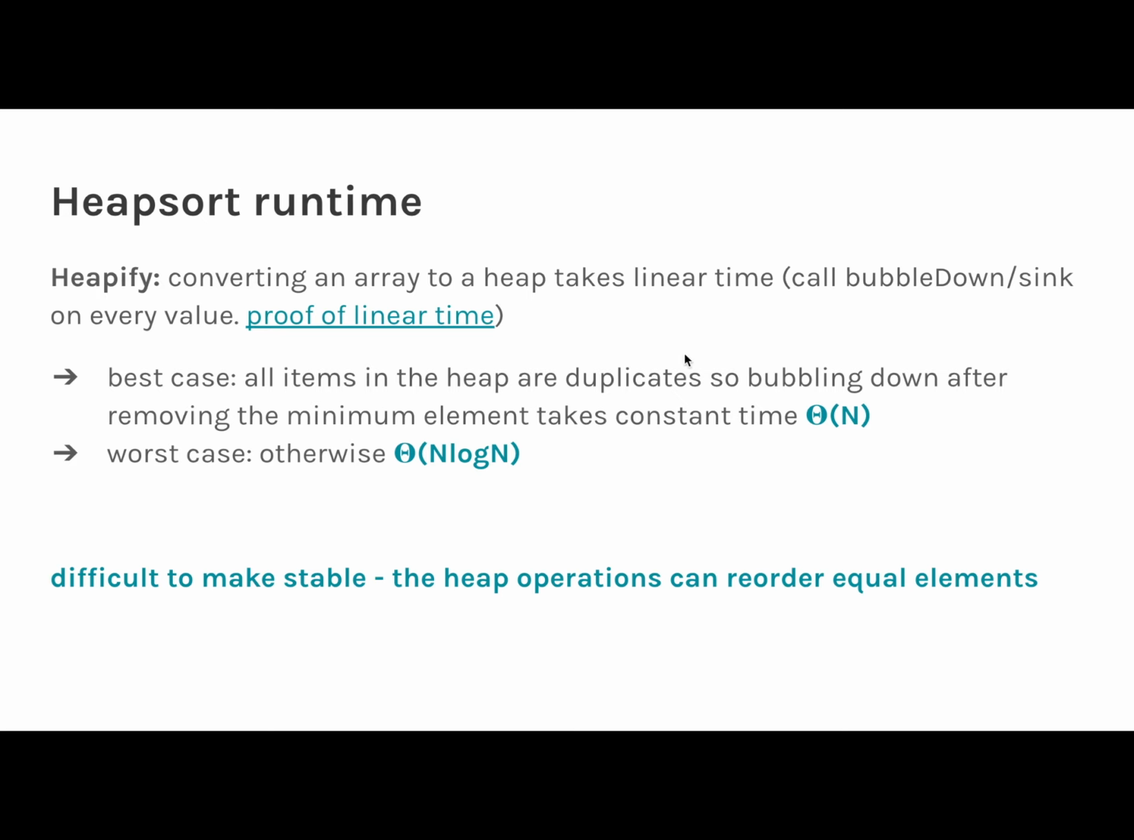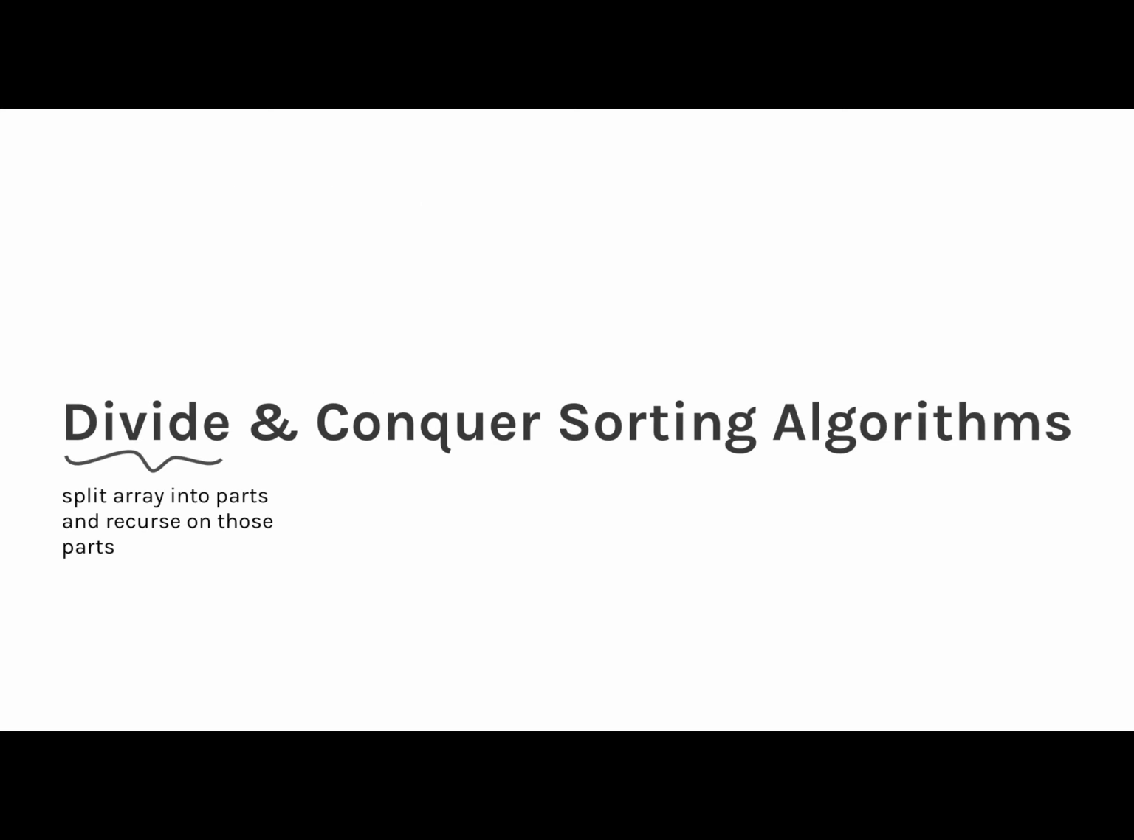The best case where it's linear time is if all the elements are duplicates. So then your bubbling down is just constant work. But for most intents and purposes, it's an n log n runtime. It's difficult to make this stable as well because the heap operations can reorder equal elements. So it's not stable.